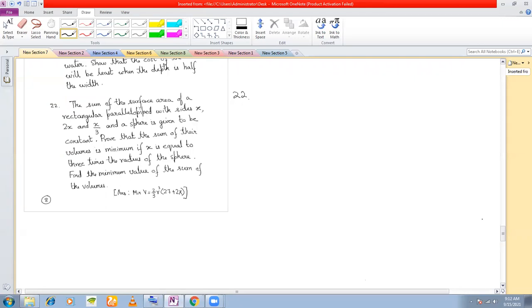Okay. So you need to show that the sum of the volumes is minimum when x is 3 times the radius of the sphere. Also, you have to find out the minimum volume. Okay. So because their sum of surface areas is given to be constant, I start by saying let the radius of the sphere be, say, let's say small r. So here r is a variable.